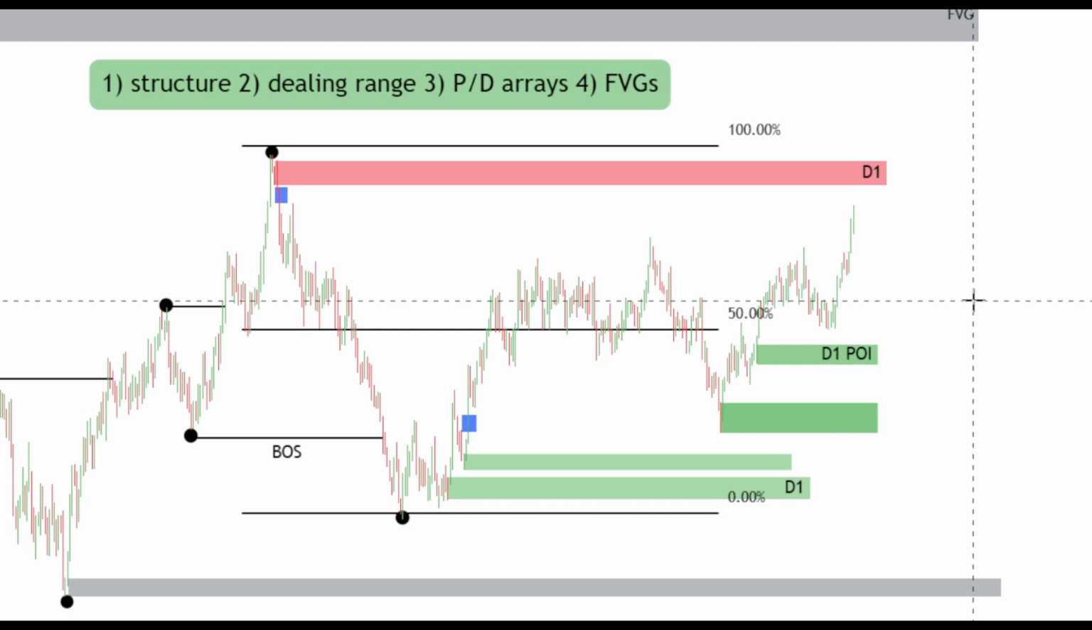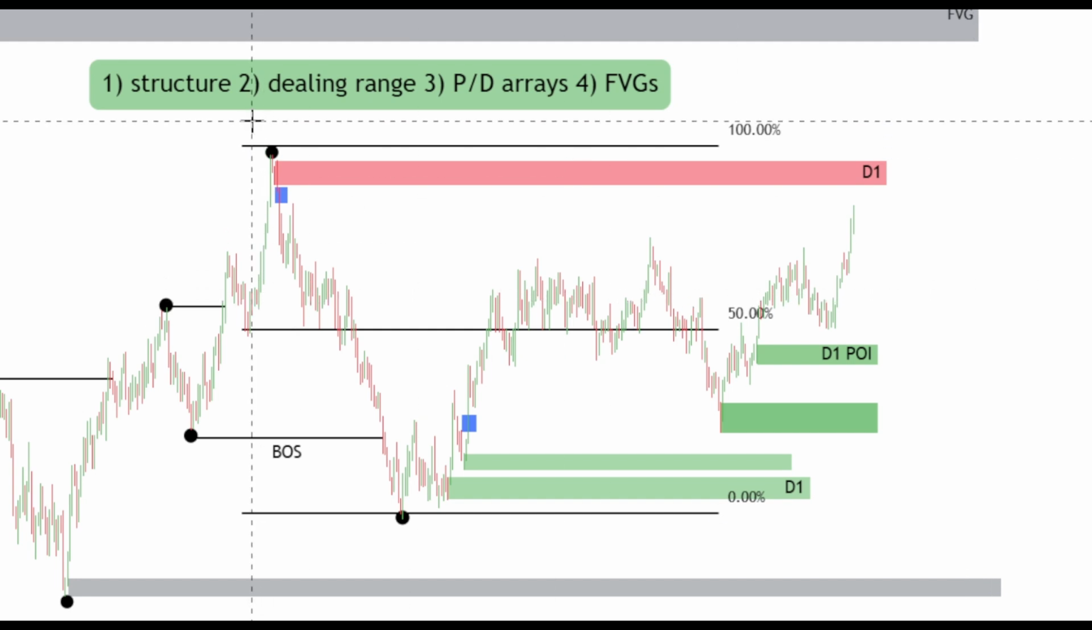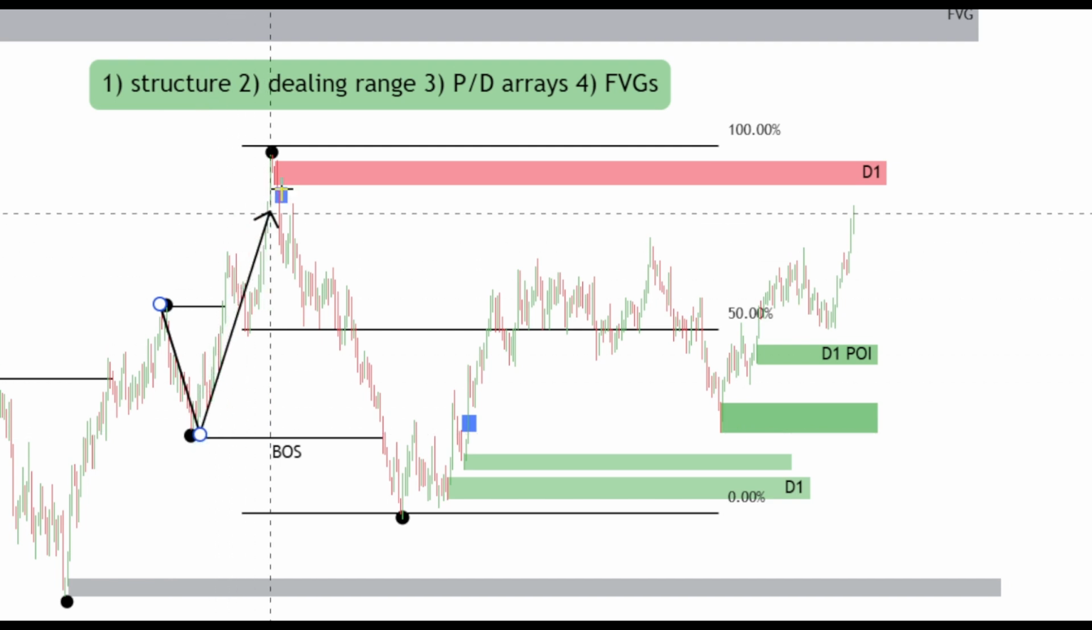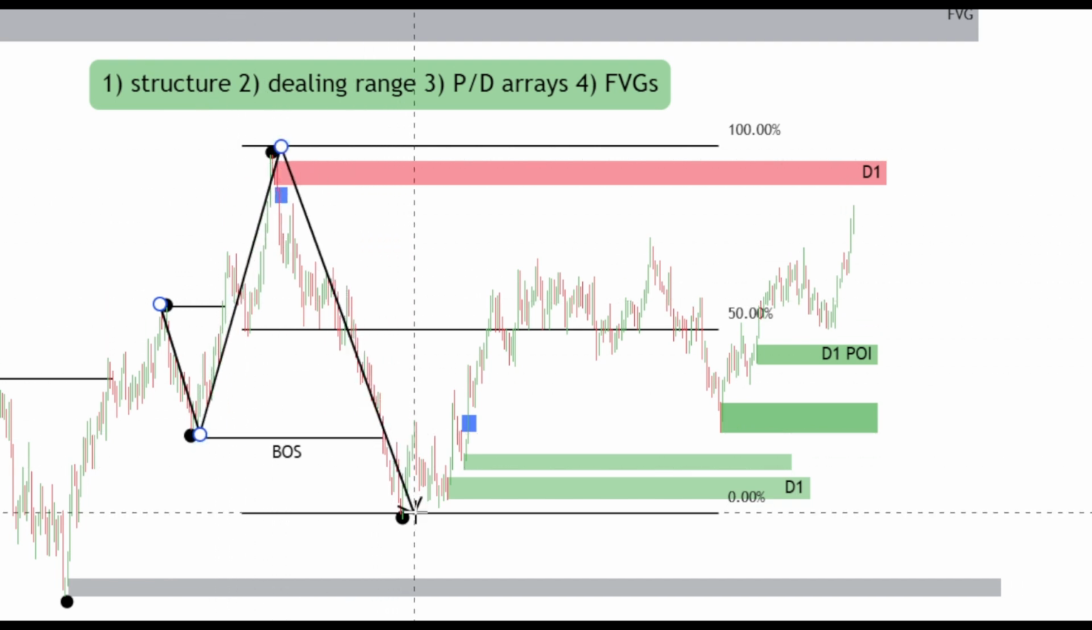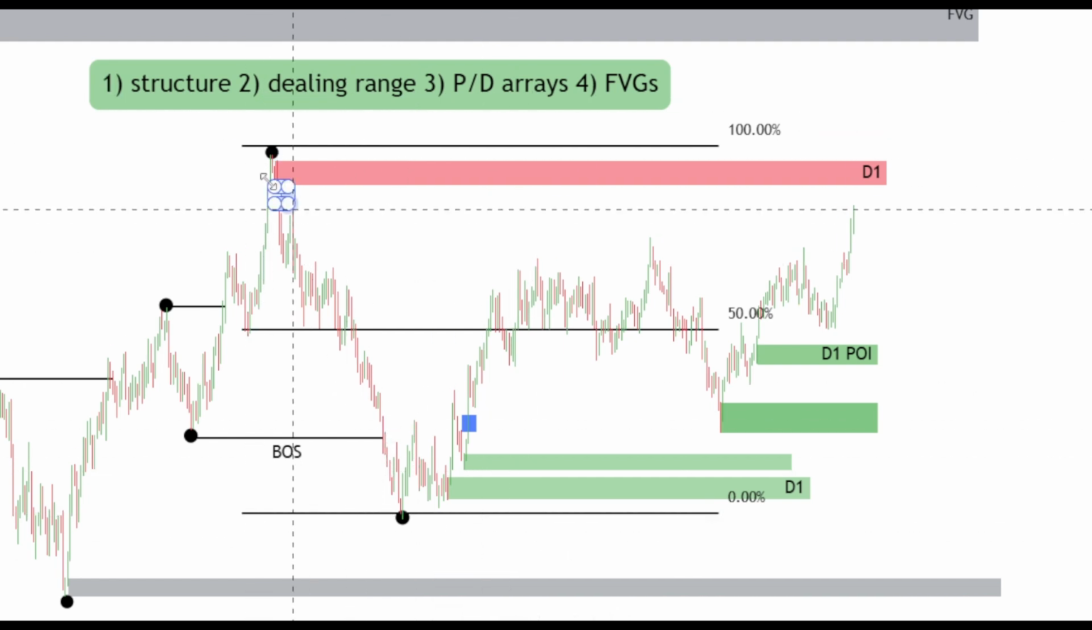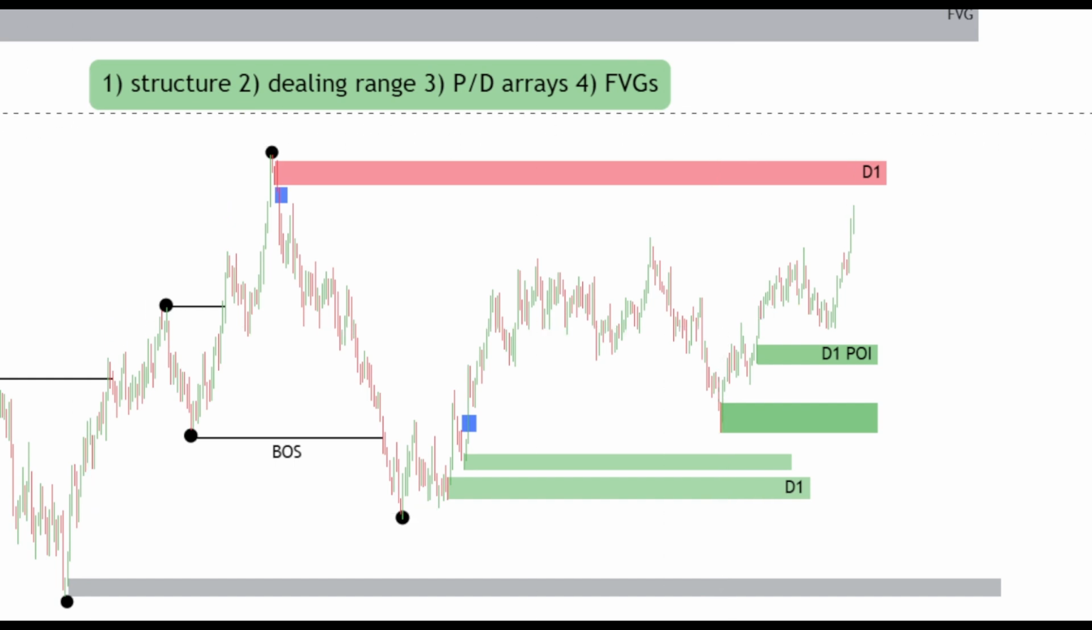Now, the trick to understand is that you do these in order. So don't just go PD arrays and dealing range and structure and fair value gaps. You want to go in order. So what's your structure? Are we bullish or bearish? Well, we had a structural high, a structural low, a structural high, and now we've had a structural break over here to the downside. What does this tell us? Well, this tells us that we have a bearish dealing range to deal with as well. Bearish structure gives rise to a bearish dealing range. So we've done point number 1, point number 2. Now let's go on to point number 3.